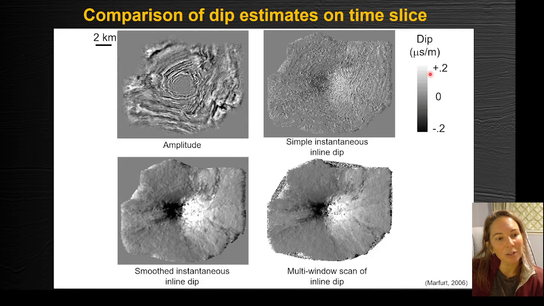And so if you do a comparison here, this is shown from one of Kurt Marfurt's figures, we could look at different comparisons of dip estimates on a time slice. So here we've got our simple instantaneous inline dip. We can look at our smoothed instantaneous inline dip, and then more of a multi-window scan of inline dip. So you can see the smoothed and the multi-window are fairly similar, but the simple instantaneous inline dip isn't great, and so that's why I don't tend to use it.